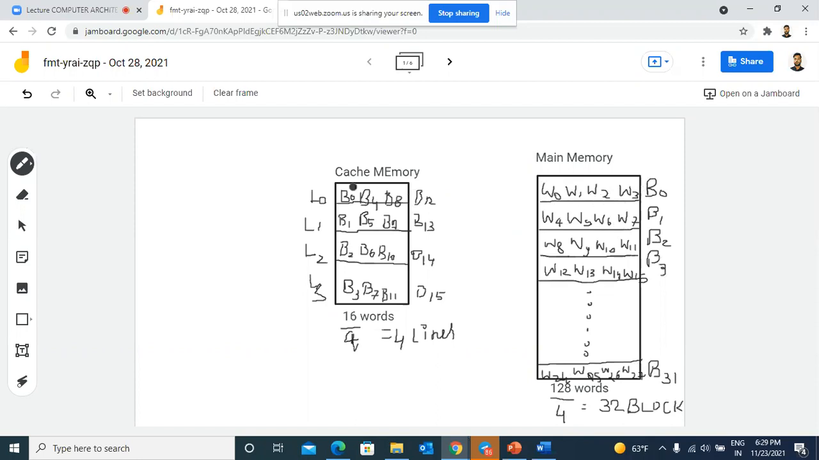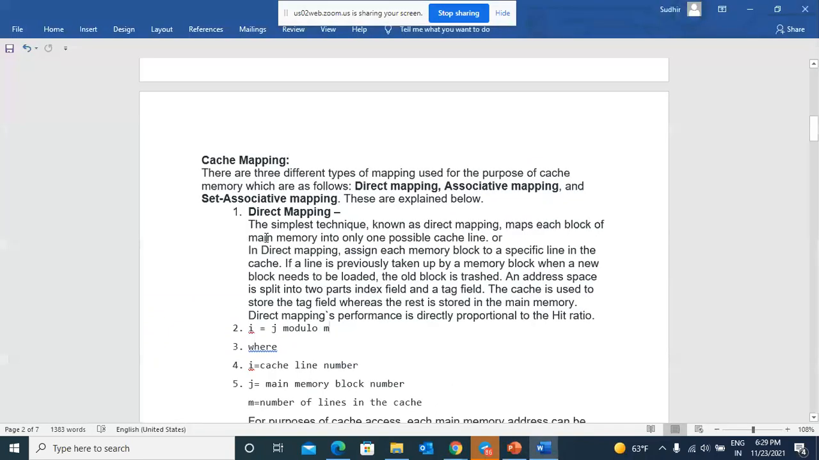And when you do this in a cache memory, it's a line. The unit of memory in cache memory, we call it a line. So we need to understand that the theory is saying the simplest technique is direct mapping. It maps each block of main memory into only one possible cache line. Or you can say it assigns each memory block to a specific line in the cache.